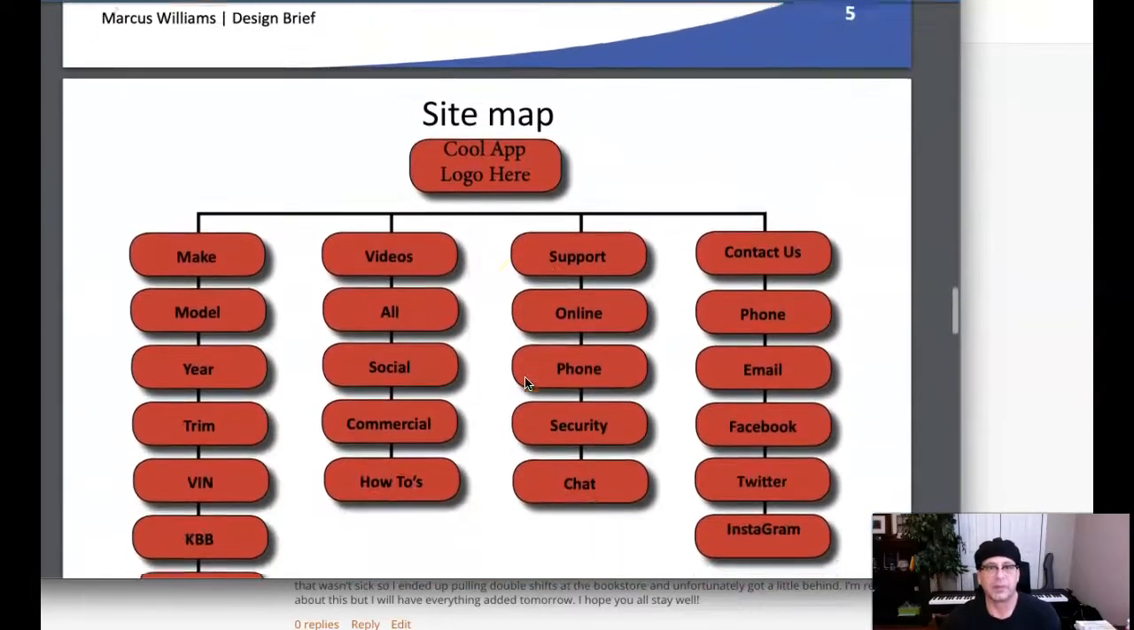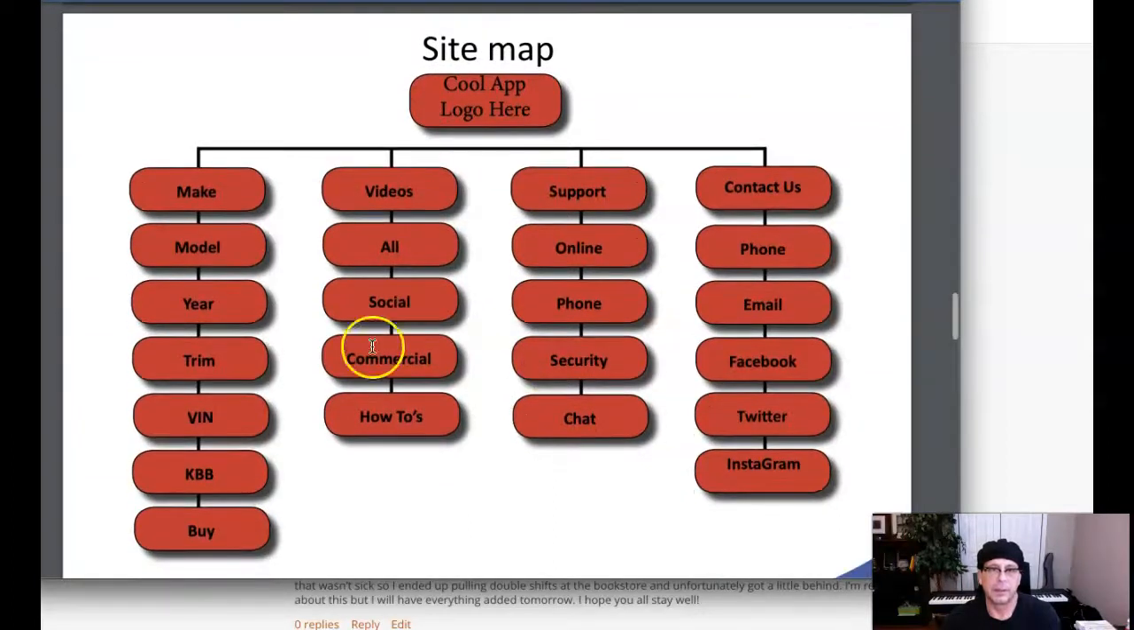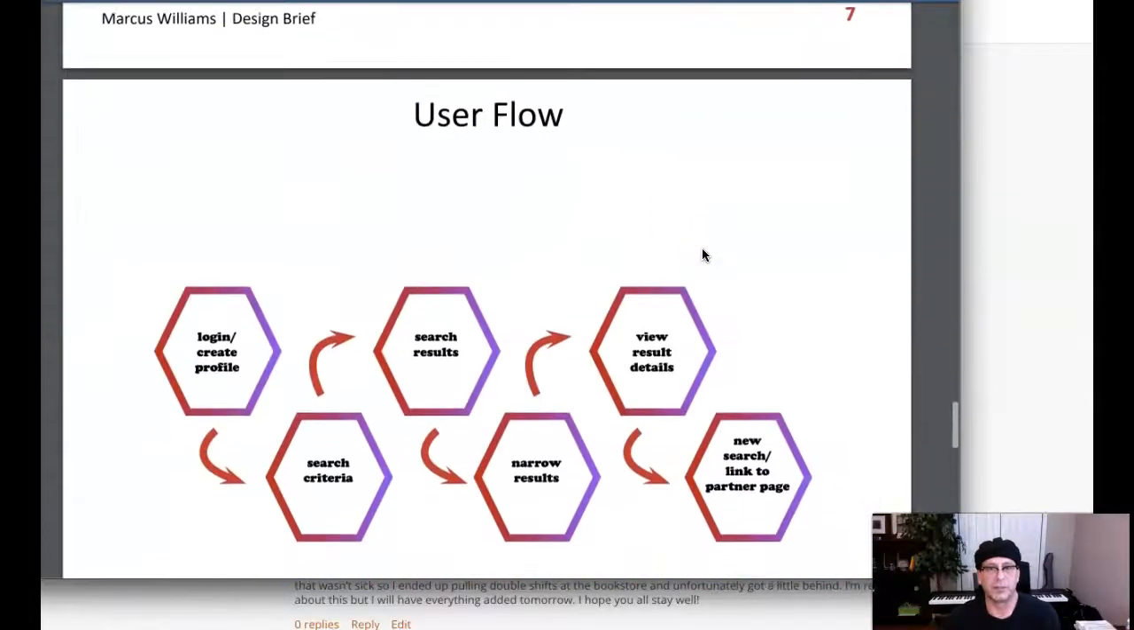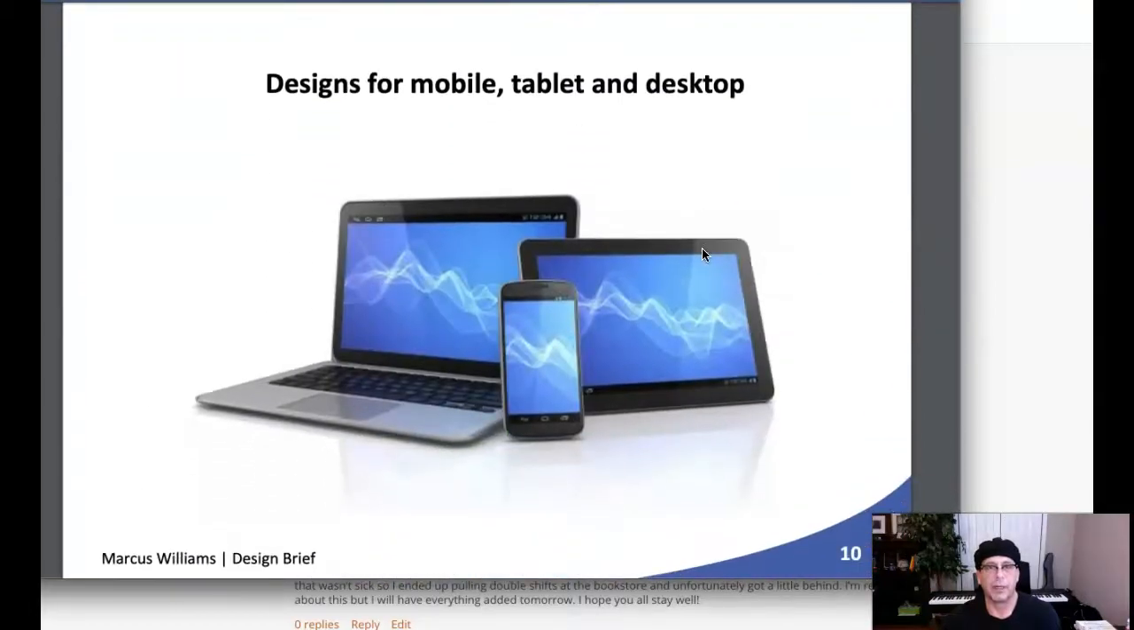Then you go straight to a site map. So we have the make, we have the make of the car, video support, and then contact us. And we have a user journey, a user flow, and then you have a wireframe.